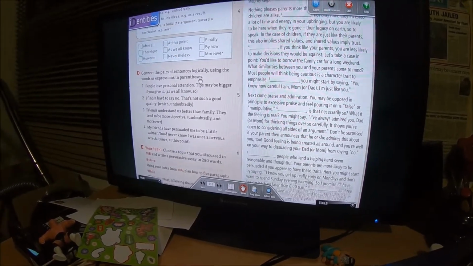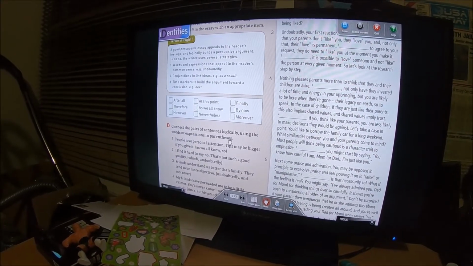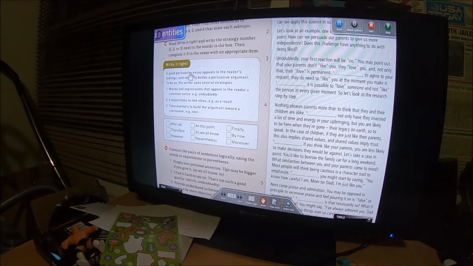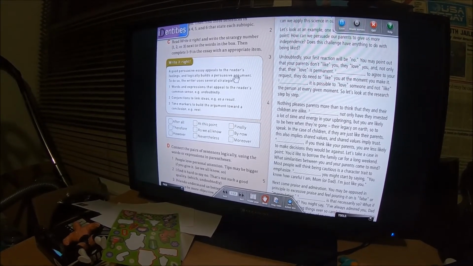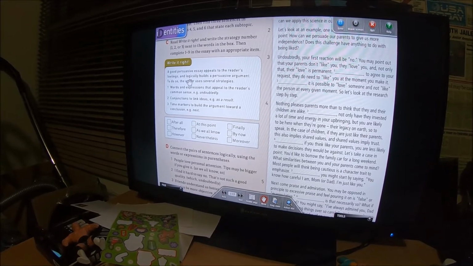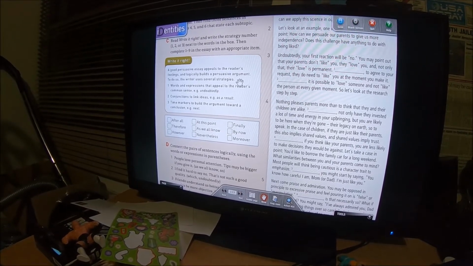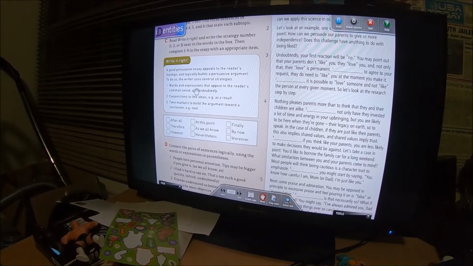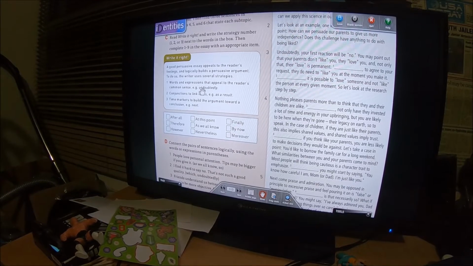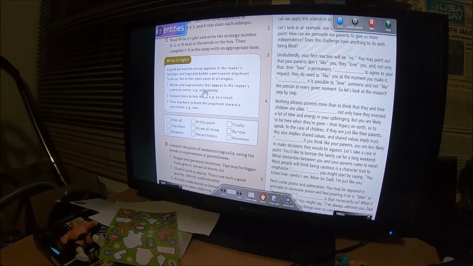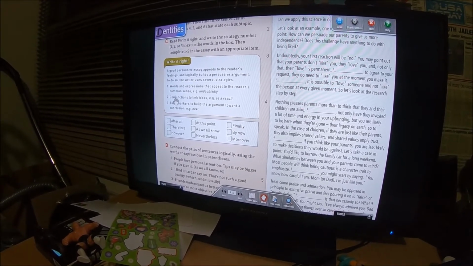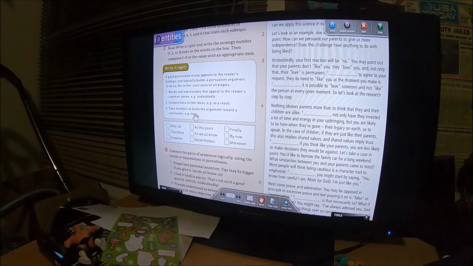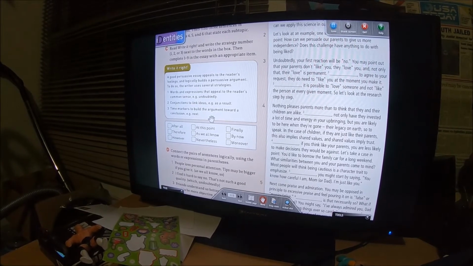All right, if we continue on, class, let's talk a little bit about this. A good persuasive essay appeals to the reader's feelings and logically begins a persuasive argument. To do so, the writer uses several strategies. Number one, words and expressions that appeal to the reader's common sense, for example, the word undoubtedly. Conjunctions to link ideas, such as as a result, and time markers to build the argument toward a conclusion.